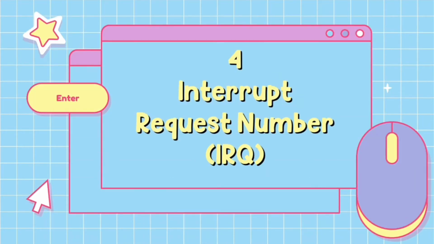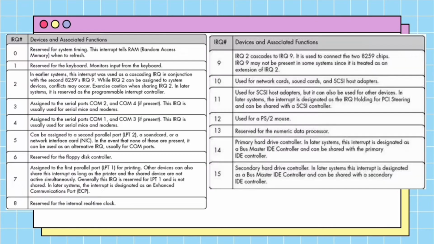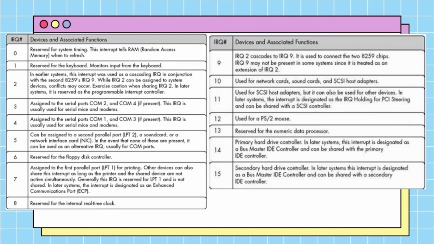For interrupt request number, IRQ is a signal from a hardware device on your computer to your CPU. When a hardware device needs the CPU to do something, such as move the cursor as you move the mouse, the device sends an interrupt request to the CPU. Some lines have a higher priority for attention than others. So, this is the interrupt request number for devices and associated function of interrupt request number.